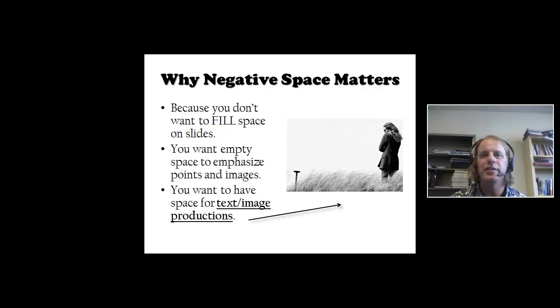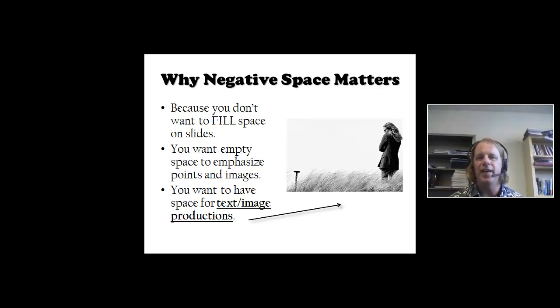Because you don't want to fill in all of your space. I think one of the great temptations when we do a PowerPoint is to stuff everything we can onto a PowerPoint slide. And it creates actual confusion, visual confusion. You want empty parts of your slides so that you can emphasize points in images. If you drop just a few lines of text on one white slide, as you can see here actually with this, you're going to actually draw the eye in more, and it's going to be clearer.